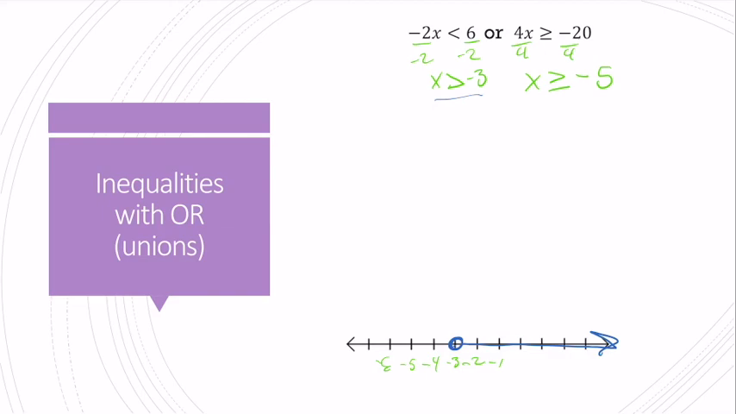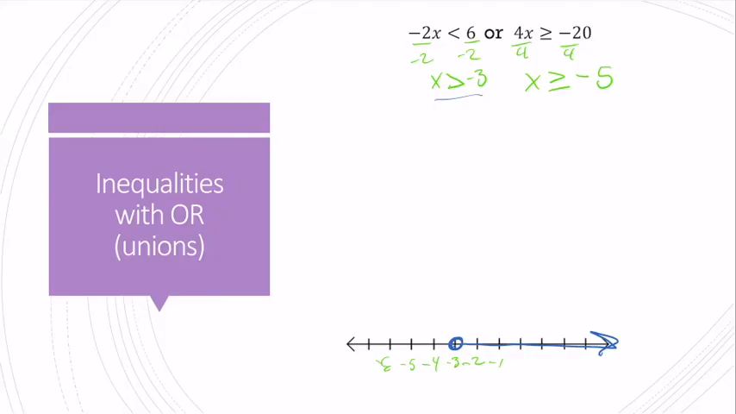Next, I have x is greater than or equal to negative 5. Let's change colors. So I have negative 5 over here. It's included. X is greater than or equal to negative 5. So my solution set goes from negative 5 all the way to infinity. That's how we're going to work with union.